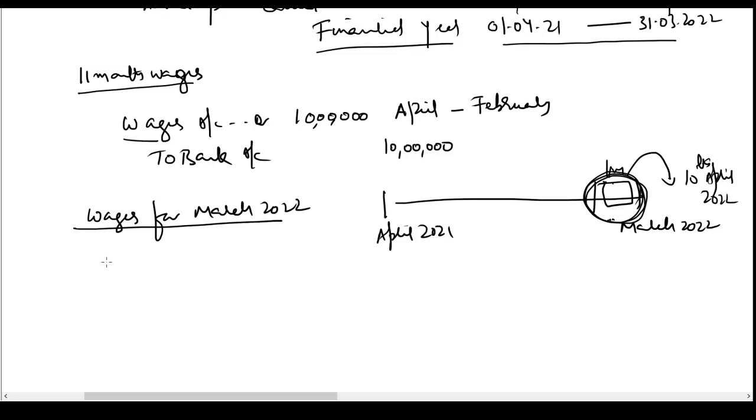We don't follow the cash system of accounting. We follow the mercantile system of accounting. So the mercantile system of accounting, the accrual system of accounting, requires you to record the expense as soon as it is incurred. Wages account, debtor.